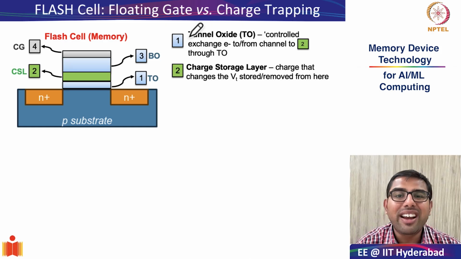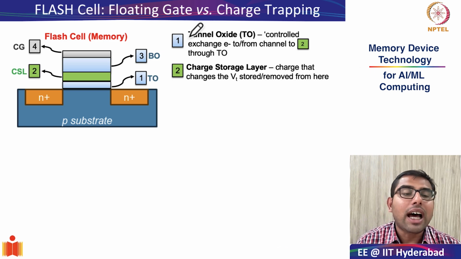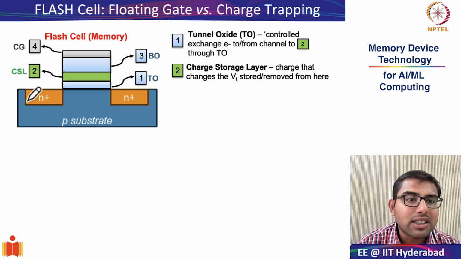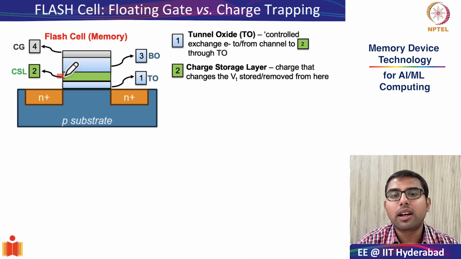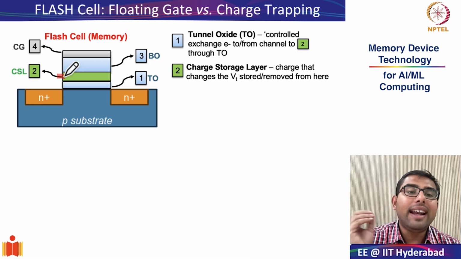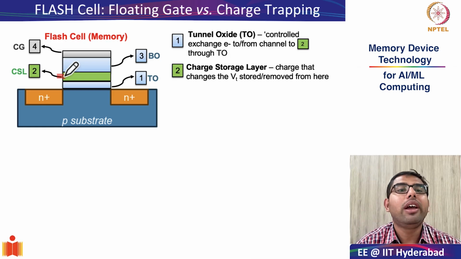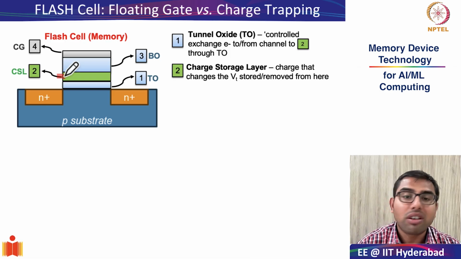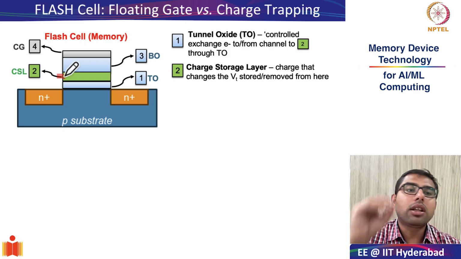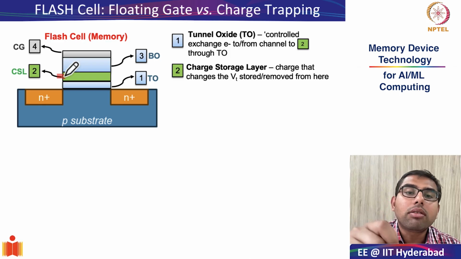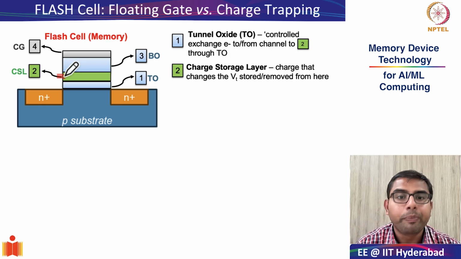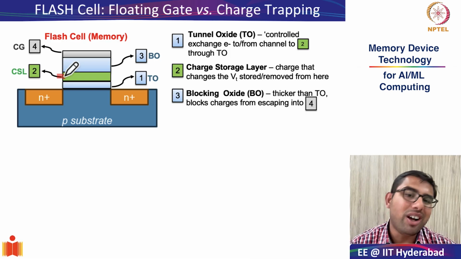This is the storage layer where charges are stored and removed from, and that is indicated in the green color in this particular schematic. And this charge storage layer, whether there are electrons in it or not, finally decides what will be the effective threshold voltage of the transistor. So this is where the trapped charges will be stored, and that will govern what is the threshold voltage of the transistor. The next is the blocking oxide.